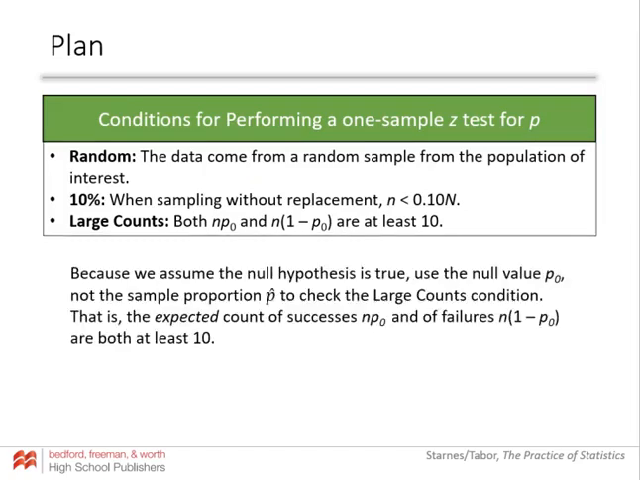Now, a note on the large counts, okay? Because we are assuming the null hypothesis is true, we are going to use this P0, the probability from the null hypothesis, when we check the large counts. So we're not going to use P hat, our sample proportion. We're going to use the proportion from the null hypothesis. So in this case, it would be 0.8. All right, so we would do 50 times 0.8 and 50 times 0.2. And both of those have to be at least 10 for us to be able to do this test.